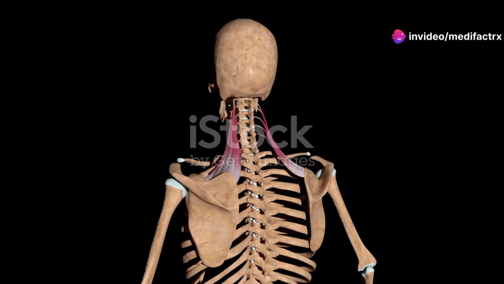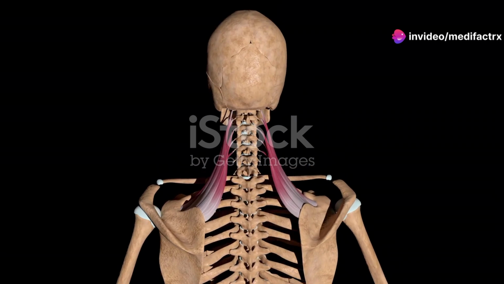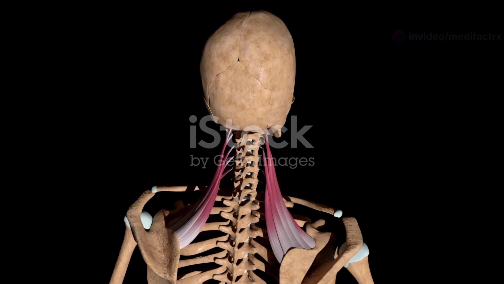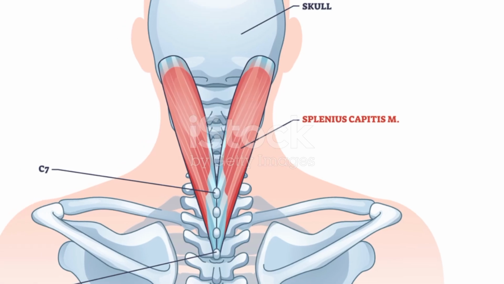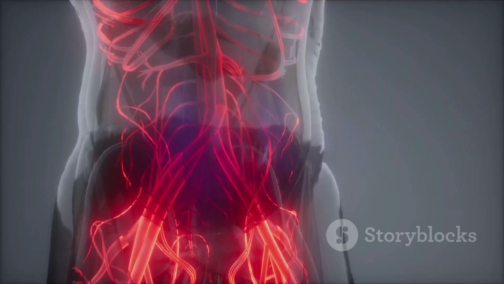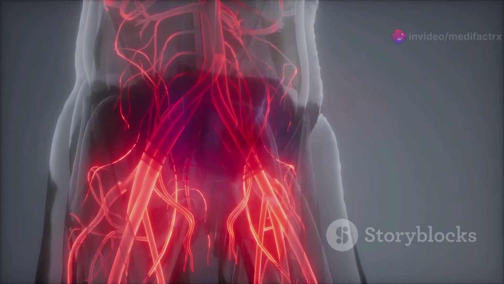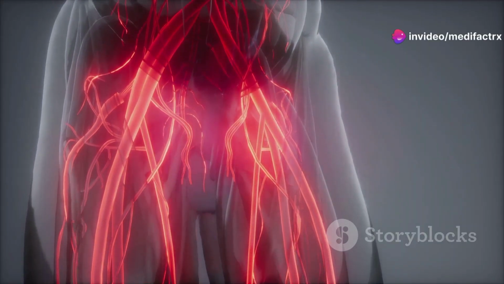examinations. The floor of this triangle is formed by several muscles, including the splenius capitis, levator scapulae, and the scalene muscles. Mastering the anatomy of the posterior triangle is essential for procedures such as central venous catheter placement and brachial plexus blocks.